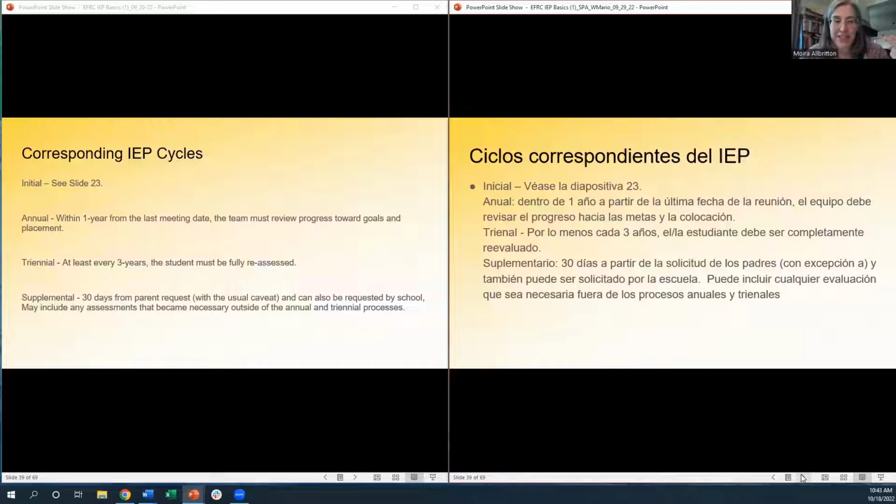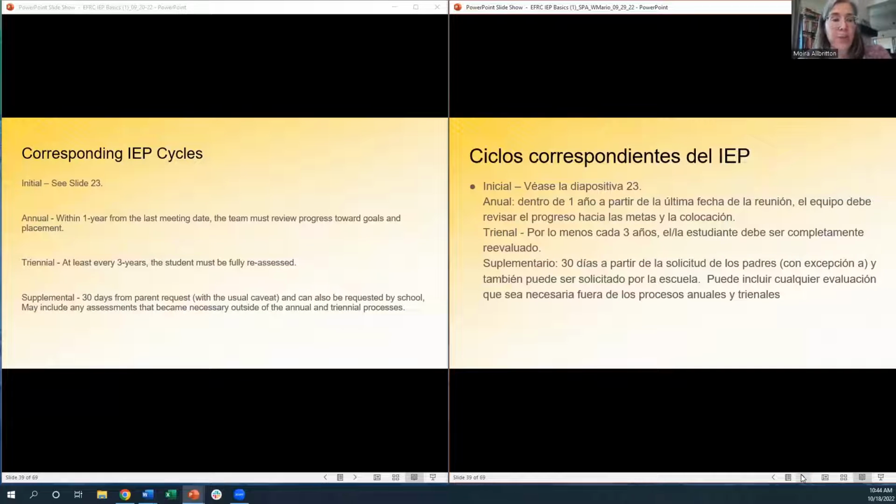Does that disability affect their educational performance? And then third, is specially designed instruction still required? Every 3 years, at least. And then we talk about that supplemental.